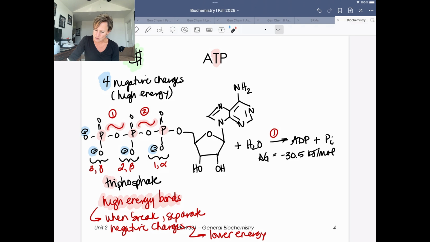Okay, so this is the chemistry again that we talked about with our reaction coordinate. So I'm just going to put a little reminder here. This was our reaction coordinate chemistry.